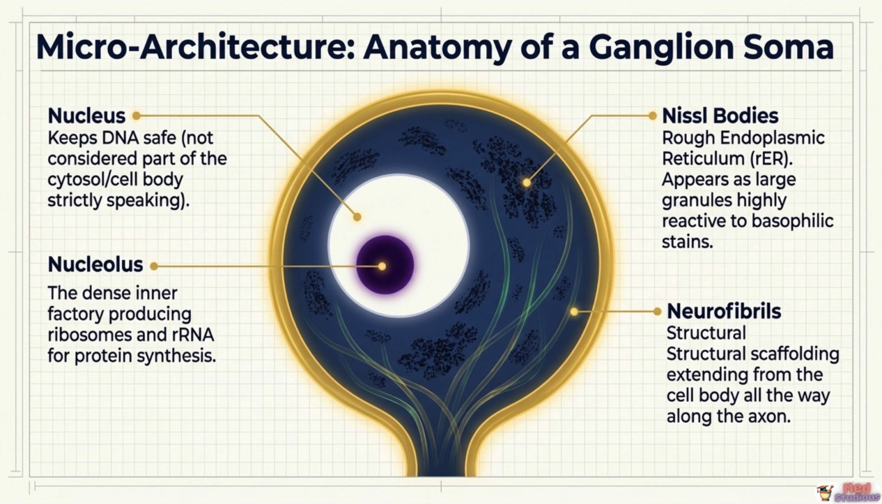Out in the surrounding cytoplasm, we find the Nissl bodies. These are massive collections of rough endoplasmic reticulum. On a slide stained with a basophilic dye, they appear as dark, highly reactive granules, proving the cell is heavily engaged in continuous protein synthesis. Finally, we have the neurofibrils. These are the microscopic structural scaffolding proteins that act as a biological skeleton, extending from the cell body all the way down the entire length of the long axon to maintain its physical shape.